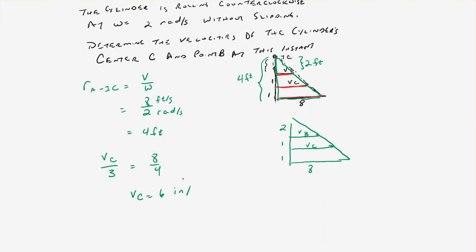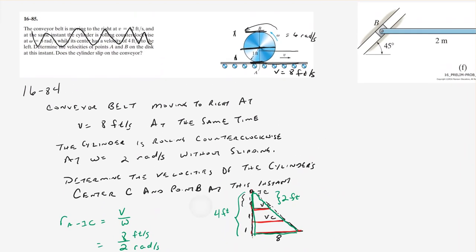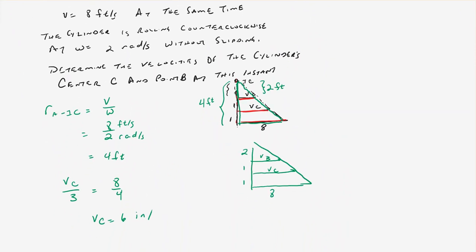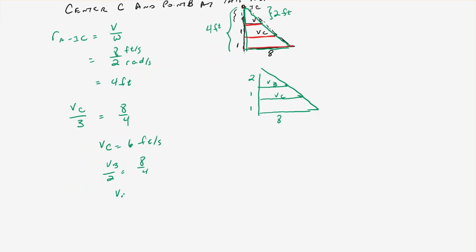Is it inches or feet? Feet. Feet per second. And also I can say v sub b is to 2 as 8 is to 4. So v sub b is equal to 4.